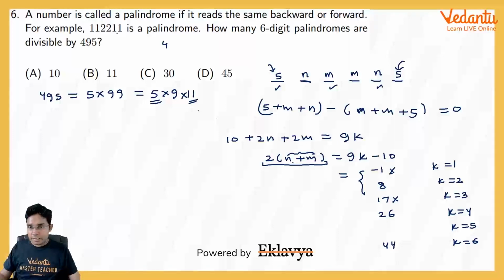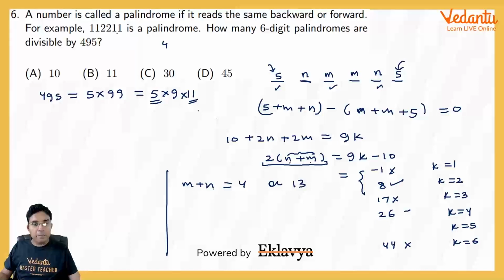But please understand, n and m being one digit numbers, their maximum sum can be 18, and 18 into 2 can be maximum 36. So this 44 is also not a possibility. So what we have got is m plus n to be either 4 after division by 2, or it can be 13 if it is 26.